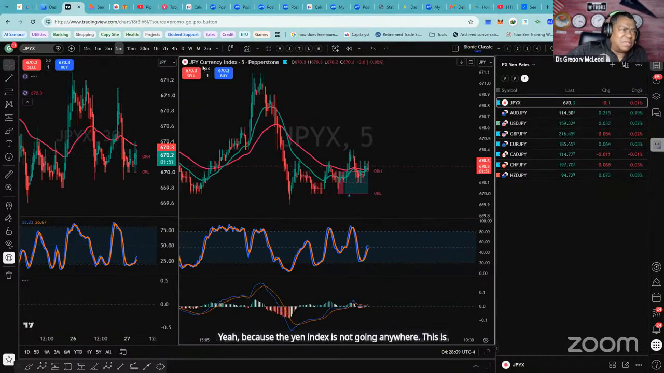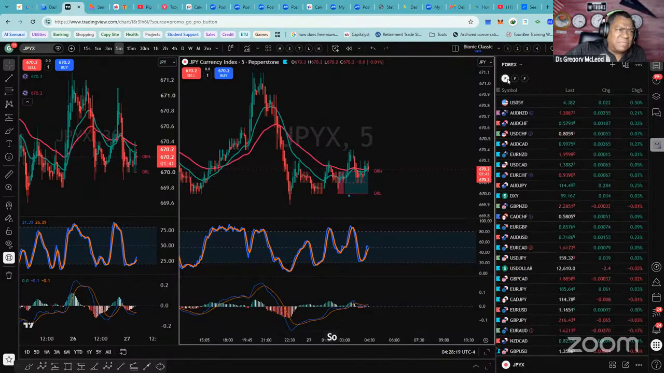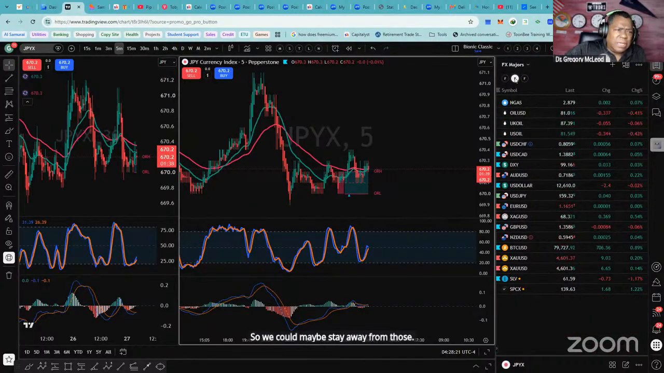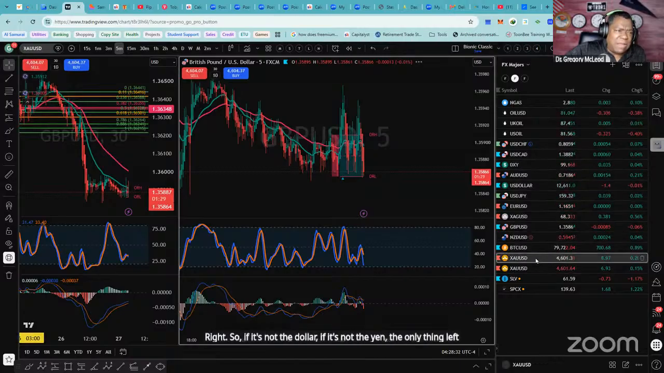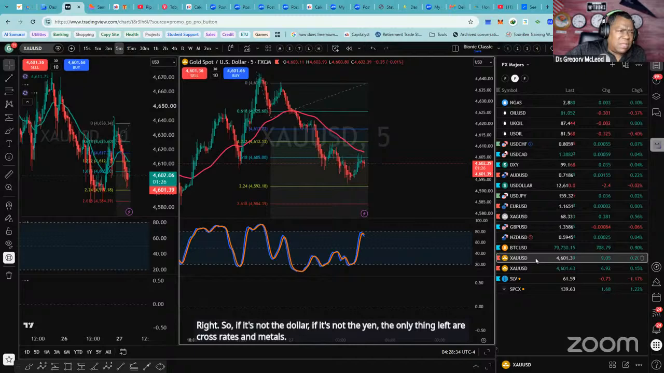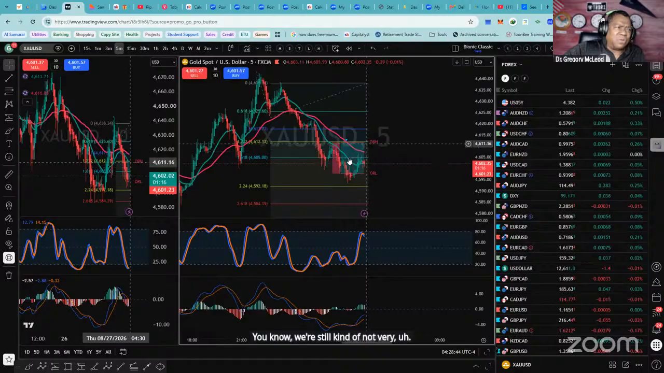This is the index. Just like the dollar index, there's a yen index, and it's not doing anything. So we can maybe stay away from those. And the dollar pairs don't seem to be doing a whole lot either, right? So if it's not the dollar, if it's not the yen, the only thing left are cross rates and metals. And we're still not very. The signals are crisscrossing, right?